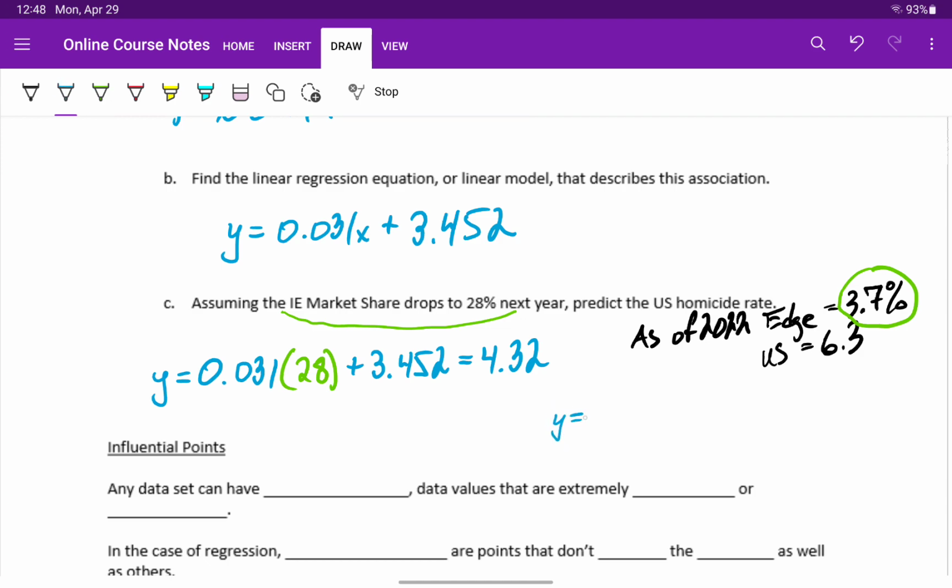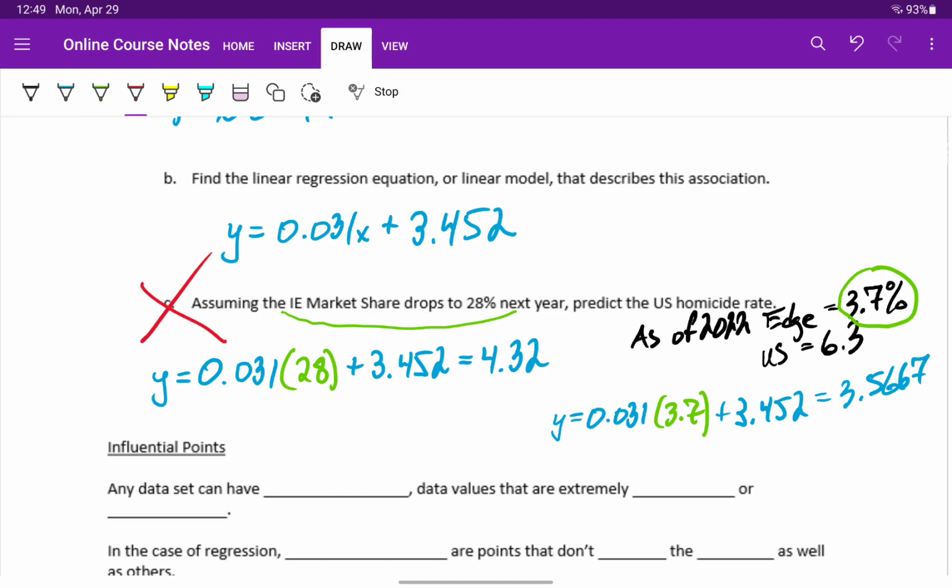So we'll do that by taking 0.031 times this updated value of 3.7 plus 3.452, and we get a predicted US homicide rate of 3.5667. That's a pretty drastically different answer than the real world value, which tells us that probably in the long term, this model's not holding up. It's not making good predictions.